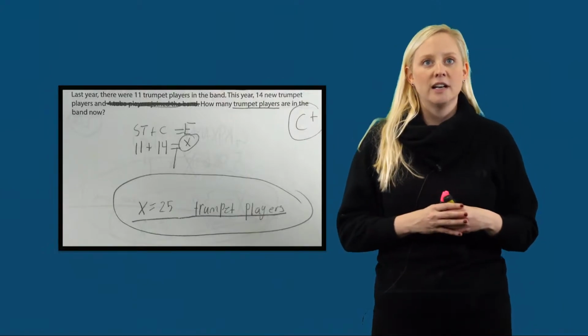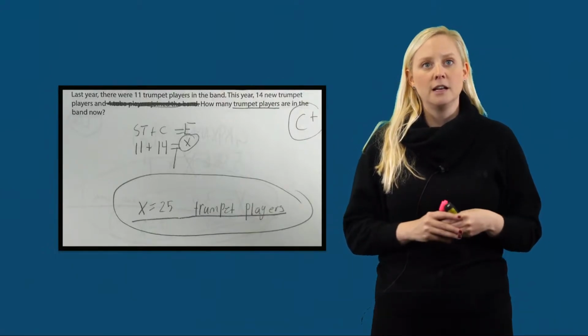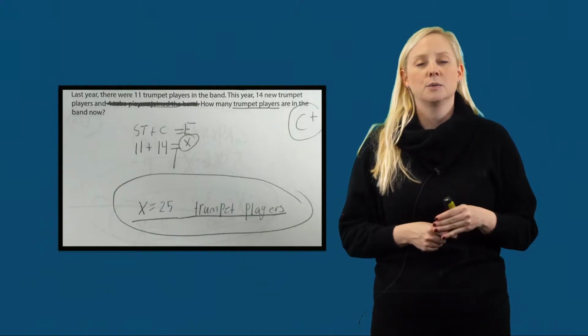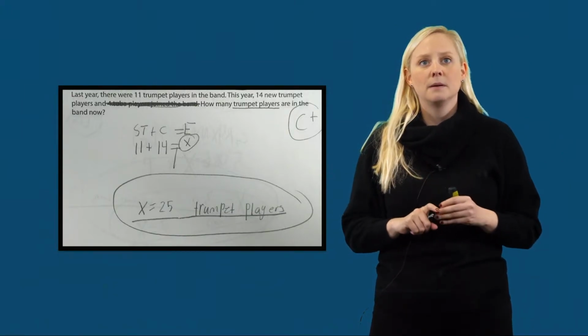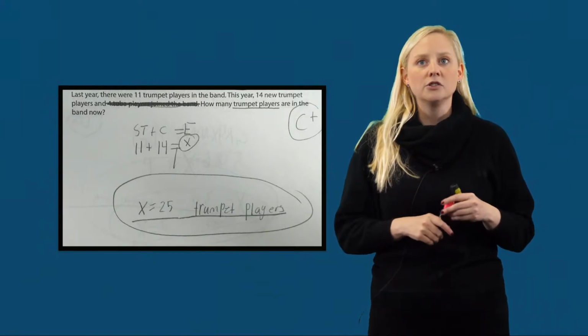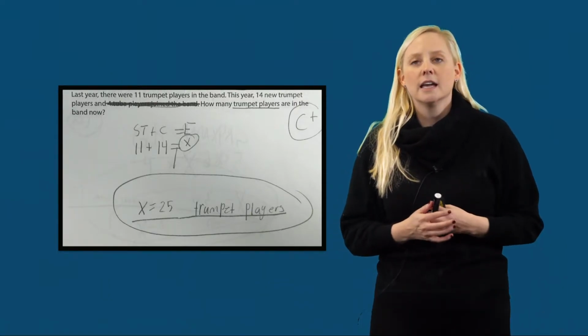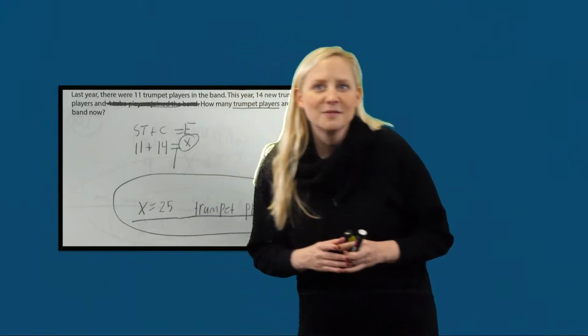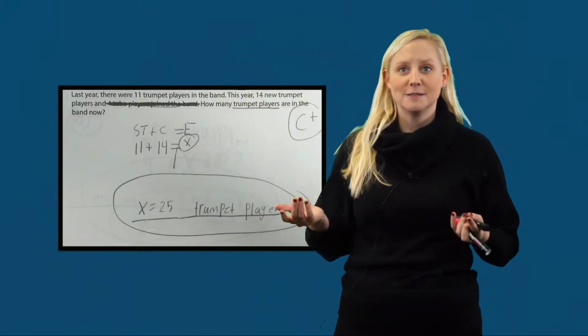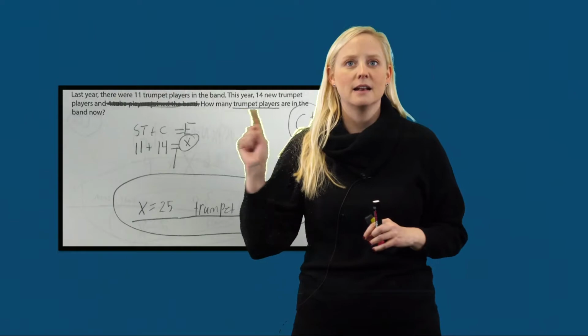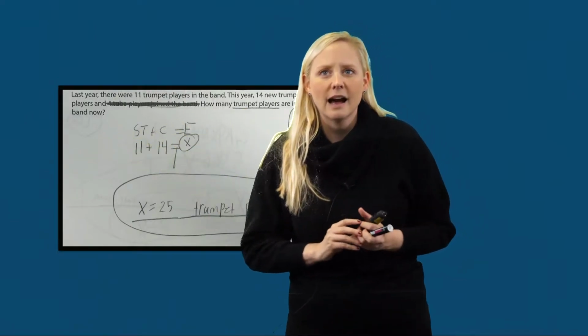Now that we've demonstrated how to solve a change problem where the end amount is missing, let's take a look at student work. Here we see a problem. It says last year there were 11 trumpet players in the band. This year 14 new trumpet players, and we can't see the rest, but it must be irrelevant information, join the band. How many trumpet players are in the band now?